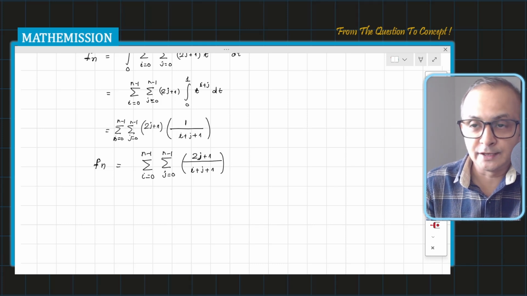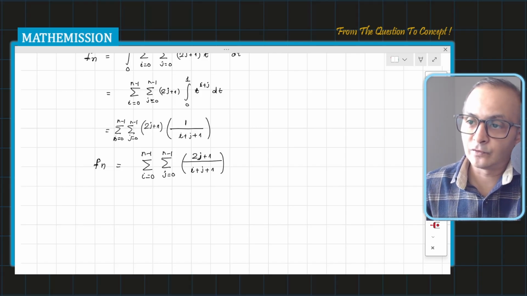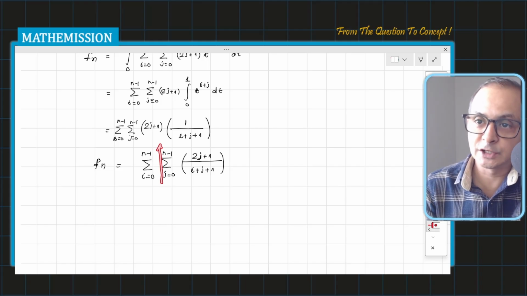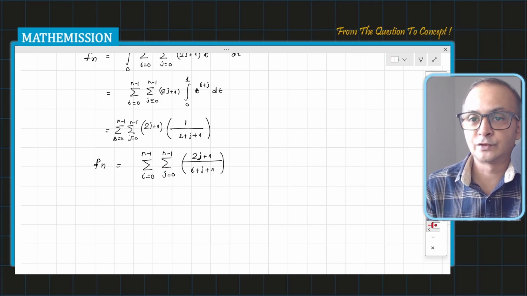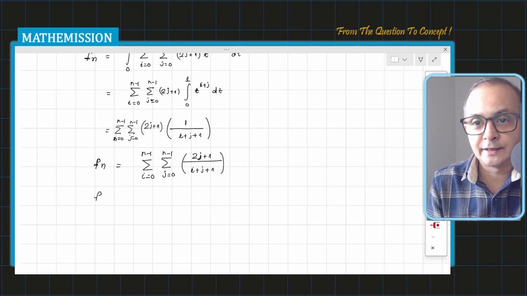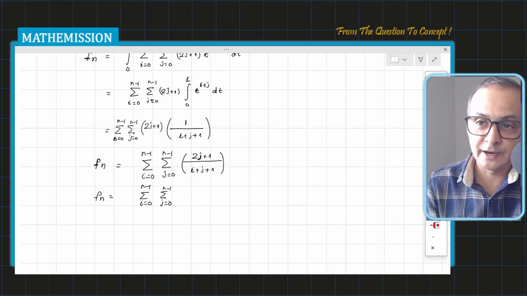So what I'm going to do is, because the i index is also running from 0 to n minus 1 and j is also running from 0 to n minus 1, if I just switch the j and i, this will give the same value. It means that I can write the Fn again by just writing i goes from 0 to n minus 1, summation j goes from 0 to n minus 1. And this time I'm writing j as i.